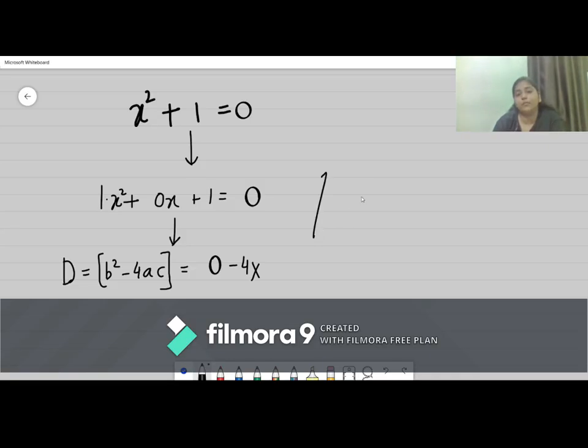What is the standard form of a quadratic equation, students? Ax square plus bx plus c. Okay, so you just compare it with this. We get a is 1, c is 1. We get that as minus 4, which is less than 0.